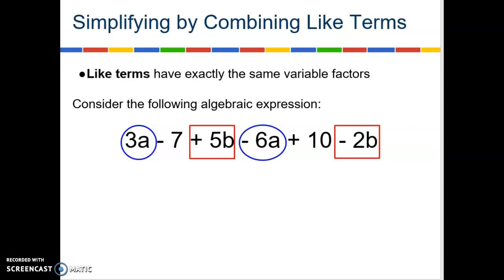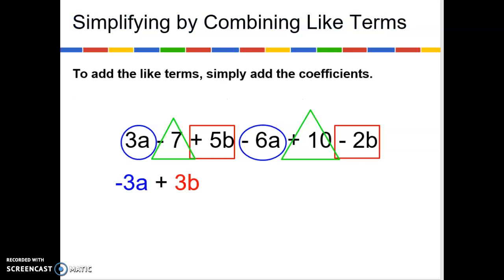Now if you look, 5b and negative 2b, they are like terms as well because they are both expressed with the same variable b. And then we have one last thing to look at, and that is the constants. See, we have a negative 7 and a positive 10. They are like terms because they are constants. They have no variable attached. Now, when we go then to simplify this, we simply combine the like terms. So here we go.